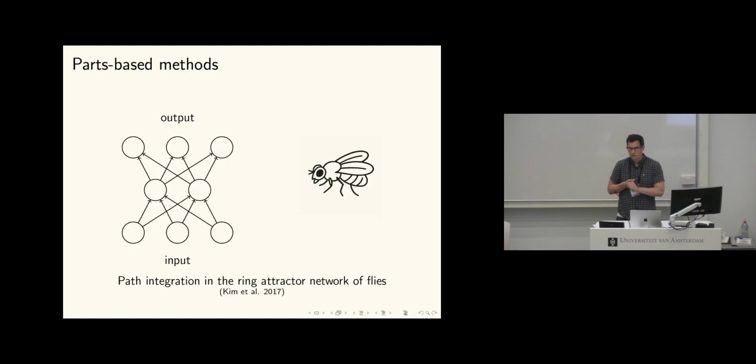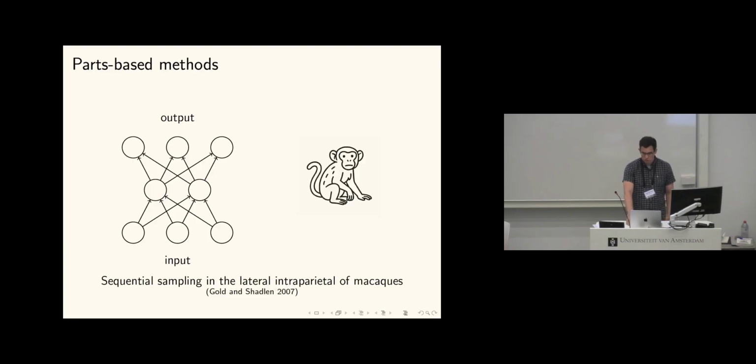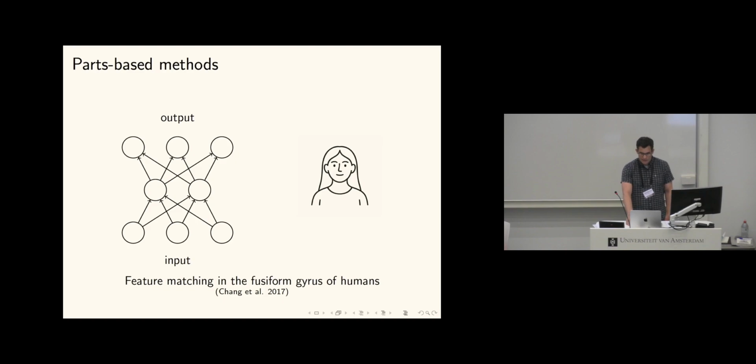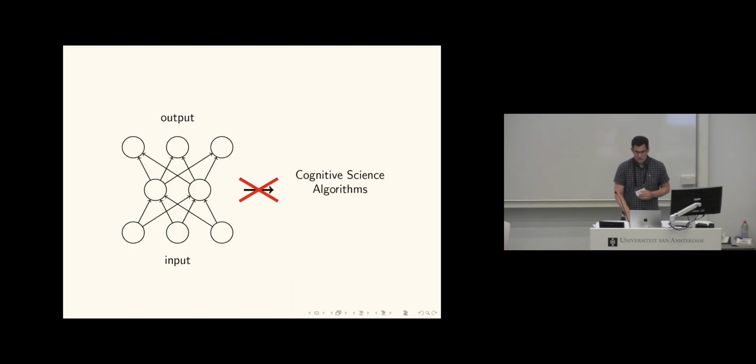This method has had a number of important successes. They include path integration in the fly, sound localization in chickens and owls, central pattern generation in rodents, sequential sampling in macaques, and feature mapping in humans. In artificial networks, there are also successes for modular arithmetic and natural language inference. But there have not been as many successes as we might have hoped in the neuroscience case despite decades of research. This has led some to conclude that we shouldn't try to understand neural networks in terms of cognitive science algorithms. Just as we discovered that there is no such thing as phlogiston, according to these thinkers, we have discovered that neural networks rarely, if ever, implement cognitive science algorithms.